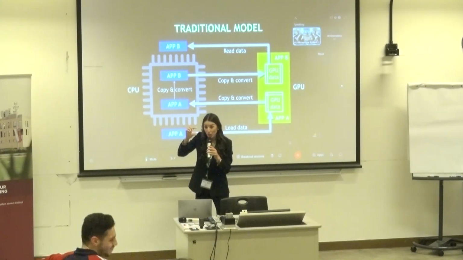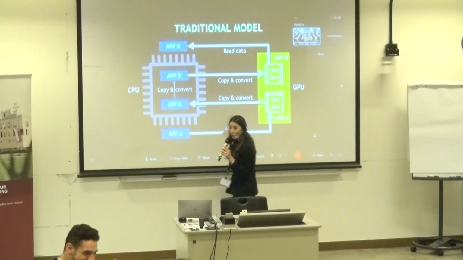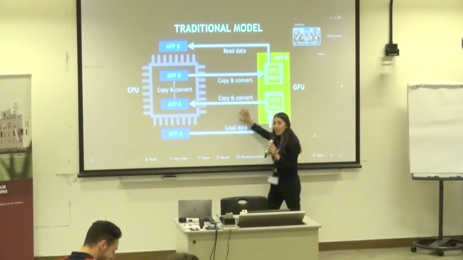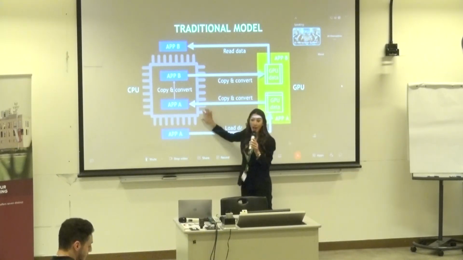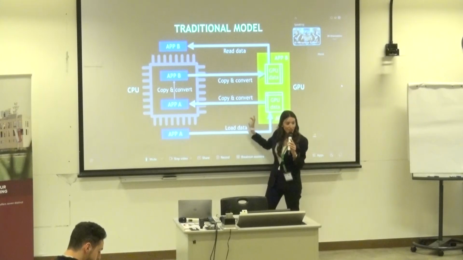So they work together. Typically, the serial part of your application will be running on the CPU, and only for the parallel part of the application, where you can actually benefit from the massive number of cores available on the GPU, you send a request to the GPU, send the data needed there to run, accelerate things, and send the results back. Right? So there are a lot of copy and convert operations being done.